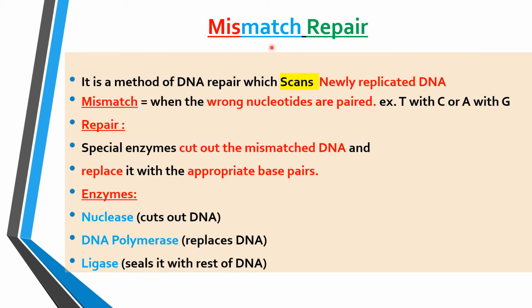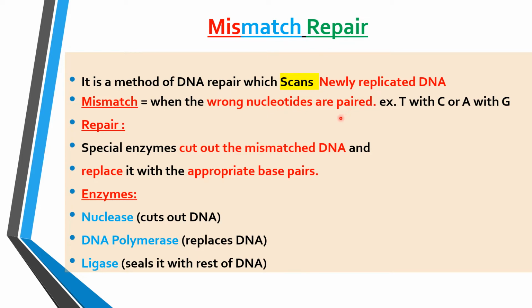First of all, let us look into the concept mismatch repair. So where does this occur and how is it repaired? A mismatch repair may occur in a newly replicated DNA. So, when a newly replicated DNA is formed, there may be chances of the wrong nucleotides pairing. That is, thymine will always pair with adenine and cytosine will always base pair with guanine. But here, thymine may base pair with cytosine or adenine may base pair with guanine. So, this is the wrong nucleotide which has been paired.